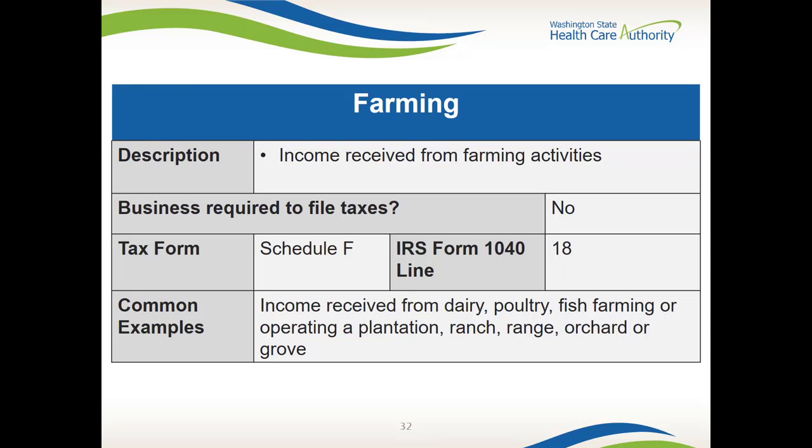Farming. Farming income is income received by an individual from cultivating, operating, or managing a farm for gain or profit. This can include income from operating a stock, dairy, poultry, fish, fruit, or truck farm, and operating a plantation, ranch, orchard, or grove. It can also include income from the sale of crop shares if the individual materially participates in producing the crop. Individuals who have farming income are not required to file a tax return.